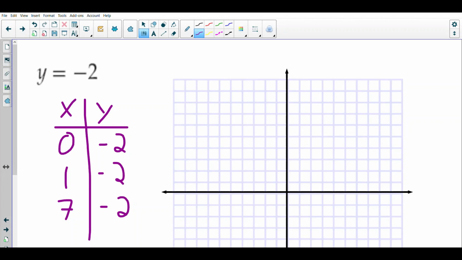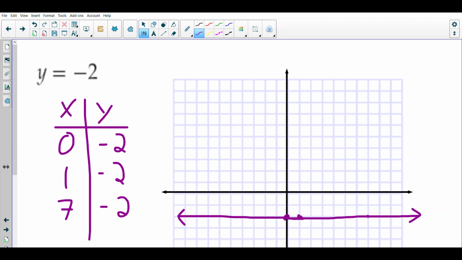So no matter what, we get a -2. We go to 0, we get -2. We go to 1, we get -2. We go to 7, we get -2. So we create this line, remember 3 points, and we just get a completely horizontal line. So when y is by itself and there's no x value, you just get a horizontal line at what y is equal to.